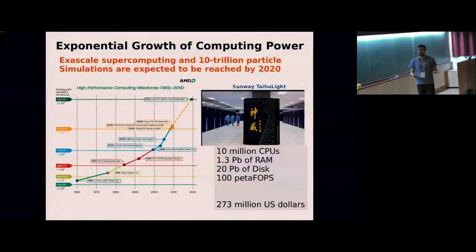Now when you look at the large supercomputers, this is showing you the amount of computing power as a function of time. This is the largest supercomputer that there is. It's in China, with around 10 million of these CPUs put all together, and 1.3 petabytes of RAM. It keeps increasing, and if we want to keep pushing the state of the art in numerical simulations, the best we can do with these resources, we have to take all these changes into account.